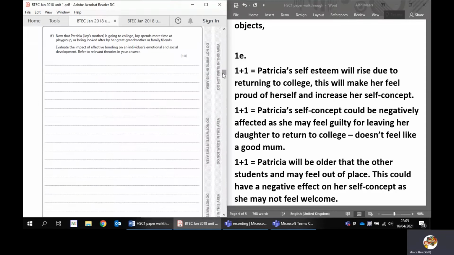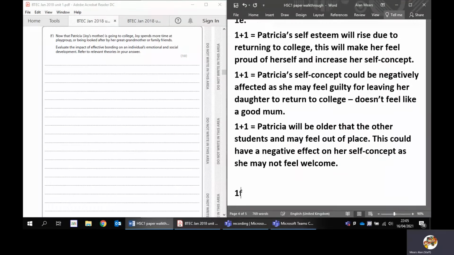And now we move on to our final 10 marker. So this is the 1F question. Now, what we're looking at here is a 10-mark question. One of the things we want to try and remember is we want to cover a few ideas. We want to try and include a theory, and we want to make sure we've defined the issue and explain what's going on.